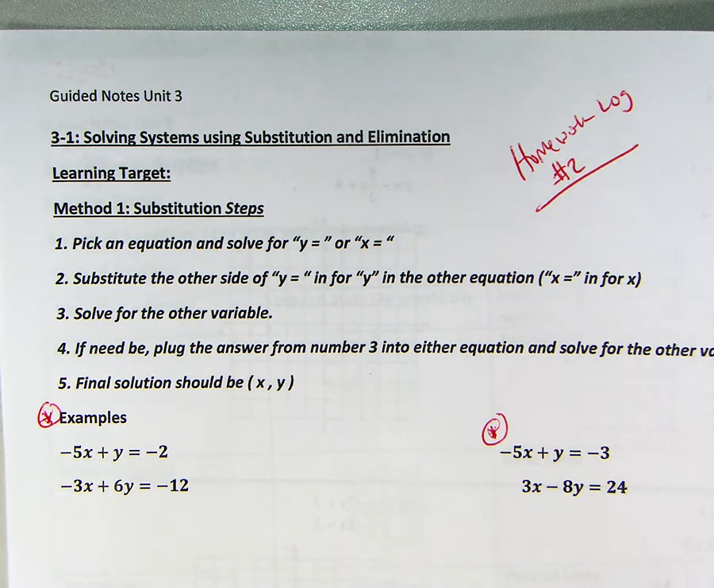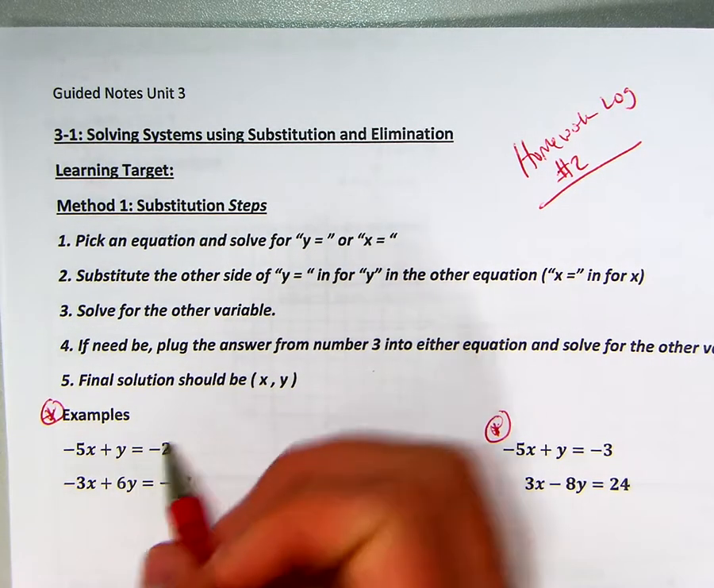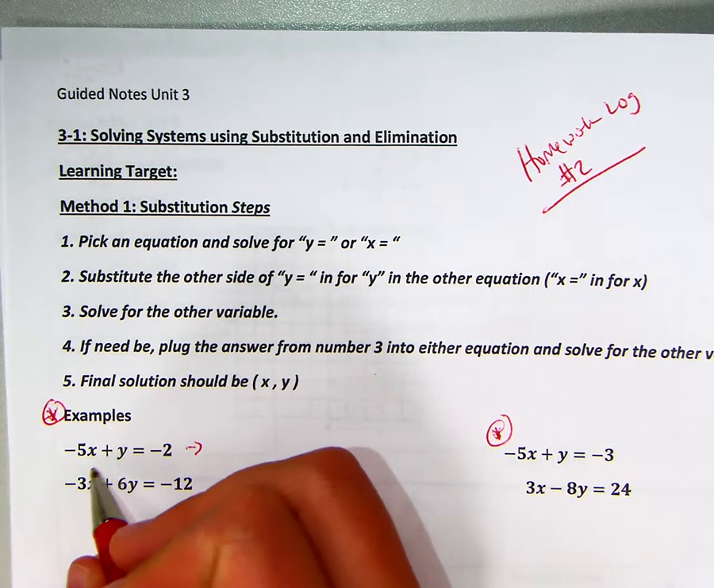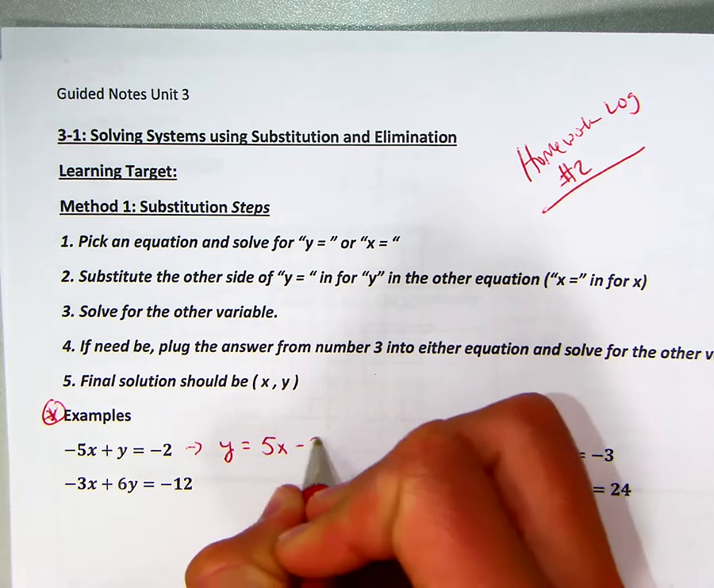Your final solution should be an ordered pair, because our goal is always to find the intersection point, and that's an ordered pair, x comma y. So for this first one, I'm going to take this equation and solve for y. I'm going to add 5x on both sides, so you get y equals 5x minus 2.